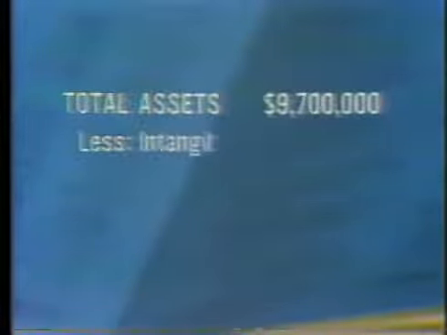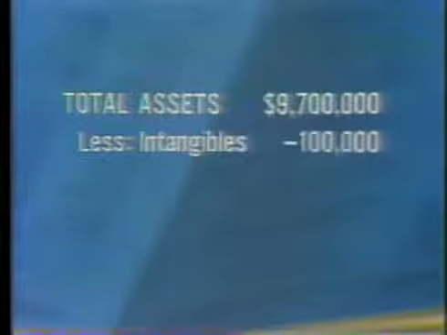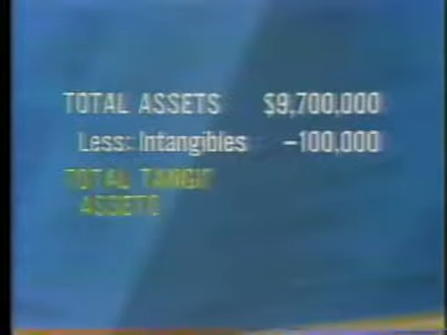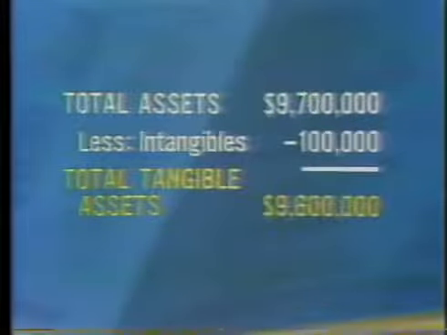No more. Now you're going to head straight as Super Mouse to the balance sheet, where you will locate the figure for total assets, which, in the case of this fictitious company, amount to $9,700,000. From that, you have to subtract the intangible assets of the company, things like goodwill, the presumed value of patents and trademarks, and so forth. Figuring them at $100,000, we get $9,600,000 as the total tangible assets of this particular company.